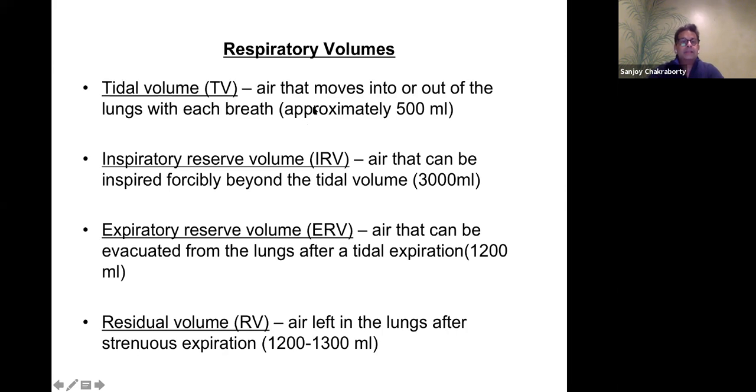Inspiratory reserve volume, or IRV, is the maximum amount of air that is inspired or inhaled by a person after a normal tidal volume, meaning after a normal inspiration. This is important to understand. That is the additional amount of air you can take in. So what is inspiratory reserve volume? It is the maximum amount of air you can inhale after a normal inhalation.